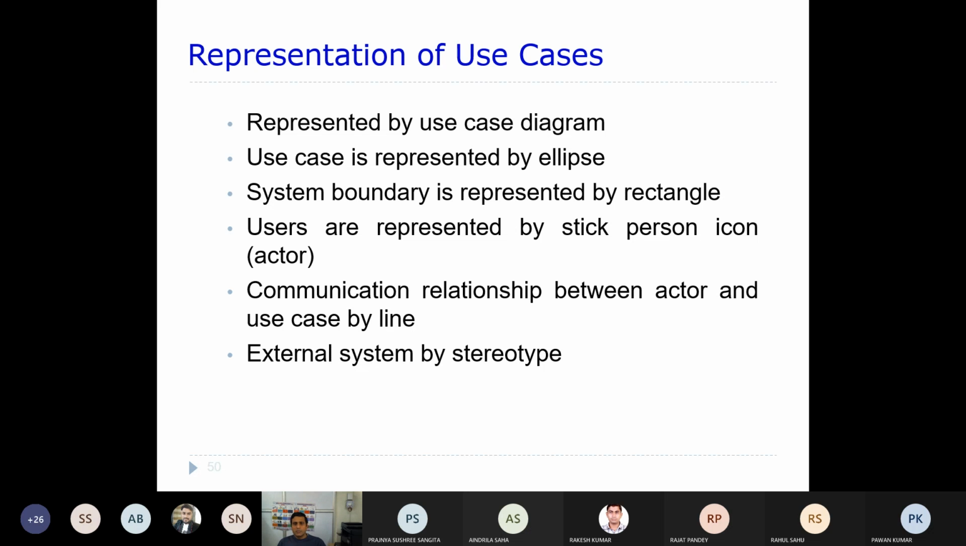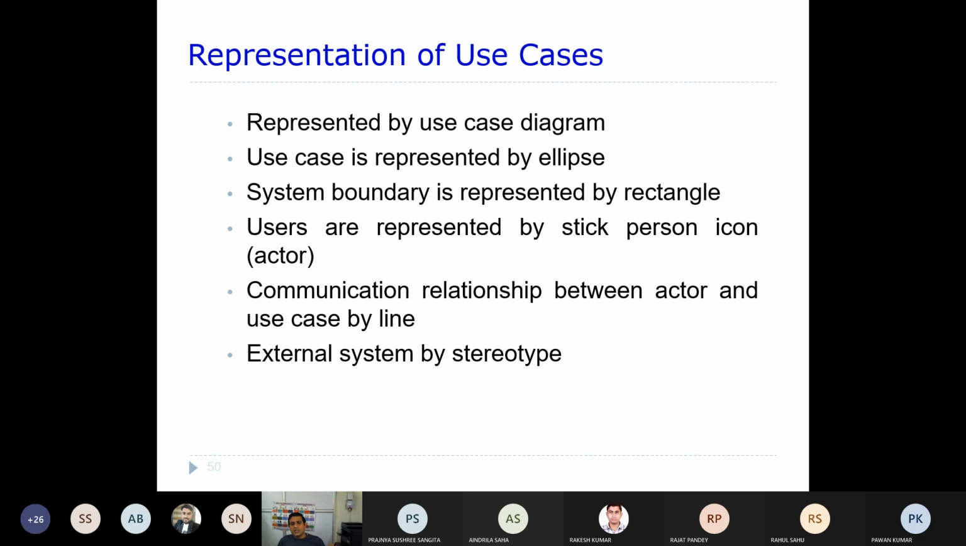System boundary is represented by a rectangle. That means the whole system, the boundary of that particular system, that is, the scope of that system, will be represented by a rectangle. Whatever use cases you have identified will be part of that particular system. So you can give a boundary, and that boundary is represented by a rectangle.